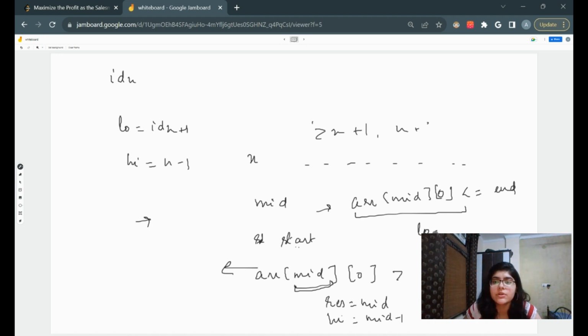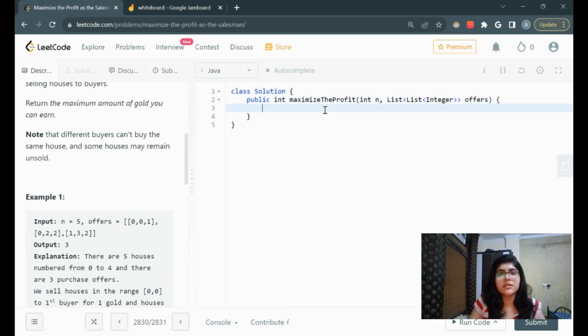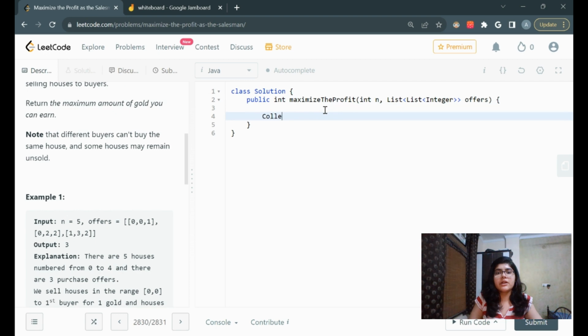In that case, what I'll do is I need to search on the right side, because I know for a fact that the start points are strictly increasing, right? So this brings us to our DP solution. Finally, let's move on to the coding part.